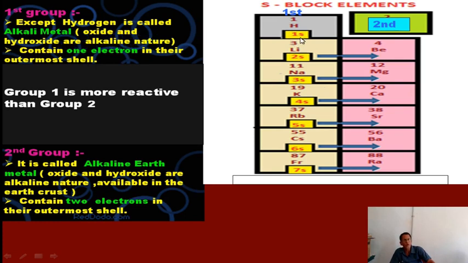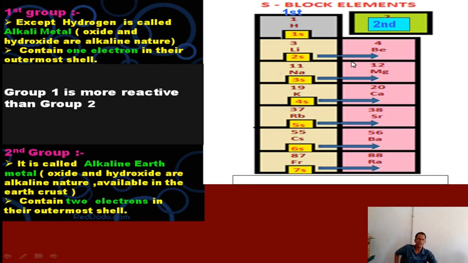The first group are called alkali metals except hydrogen. What are these? Lithium, sodium, potassium, rubidium, cesium and francium. And the second group are called alkaline earth metals: beryllium, magnesium, calcium, strontium, barium, radium.